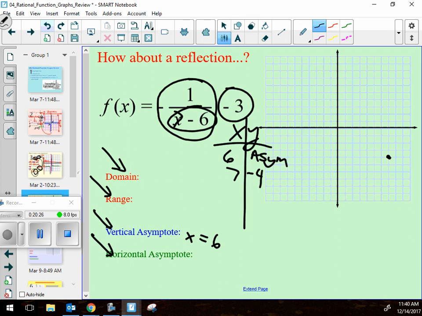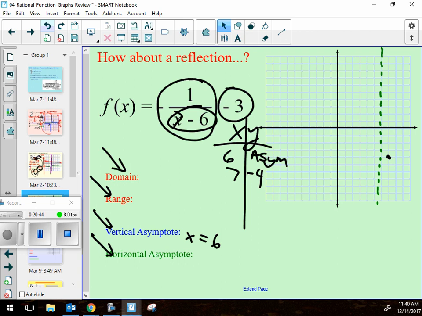Oh, wait, I did know one thing. The vertical asymptote was at 6. Vertical, or up and down lines, is at 6. Now, that actually makes some sense, doesn't it? That this would be really close to that line.